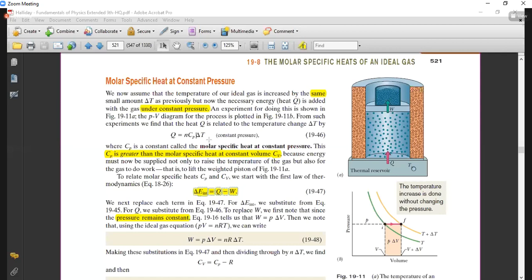W, you know, is equal to P delta V. We calculated this relation, and we also know that PV is equal to nRT. So P delta V will be equal to nR delta T. When we put these values in the two equations, the end result, after dividing by n delta T, comes out. Algebraically you can do it.